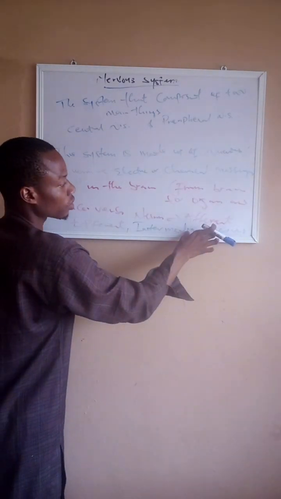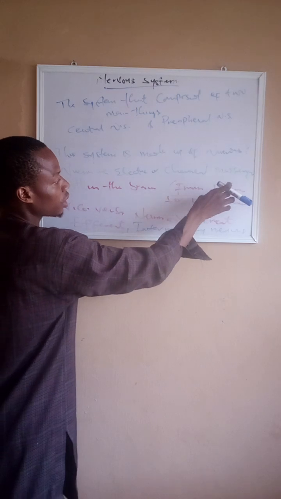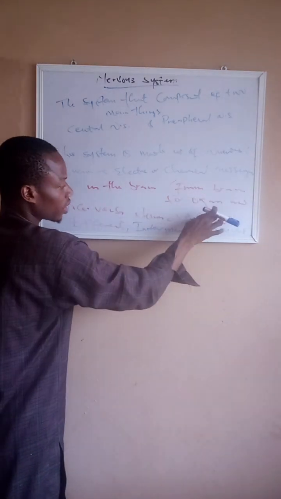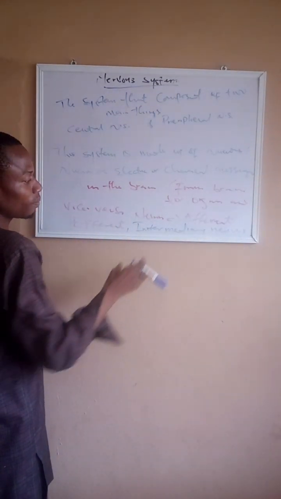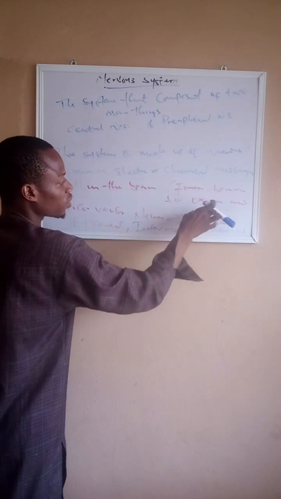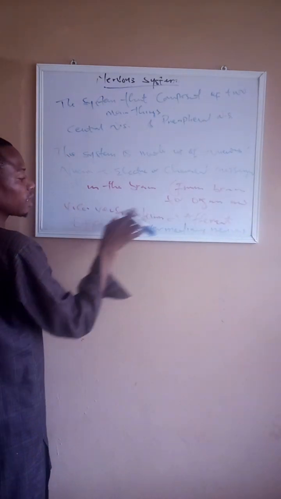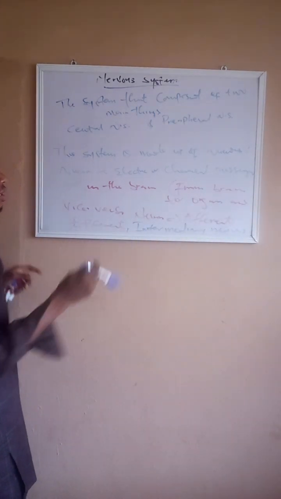Now we have the intermediary neurons. The intermediary neuron is the kind of neuron that is composed of both the afferent neurons and the efferent neurons. They serve the function of both the afferent and the efferent. That is the intermediary neuron.